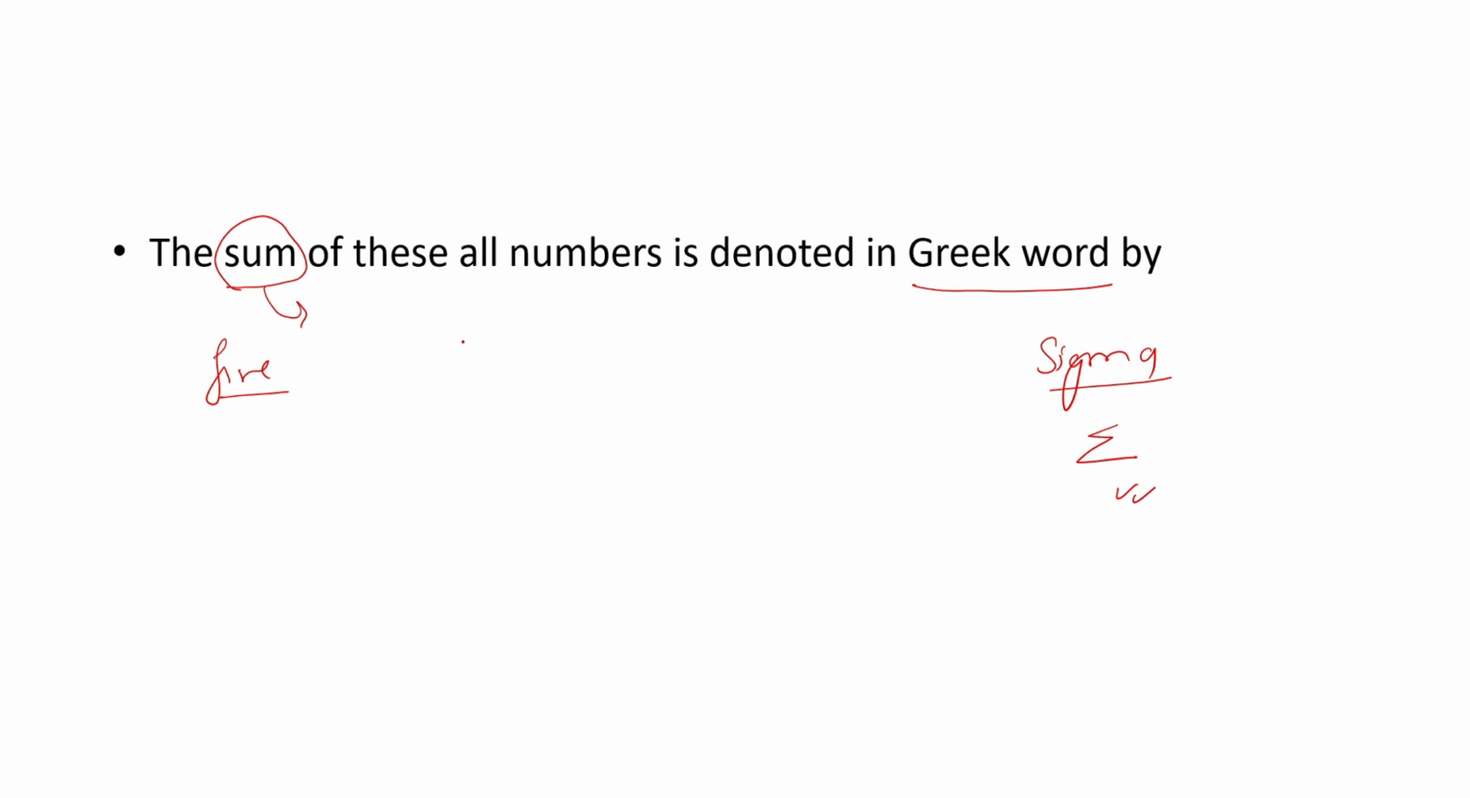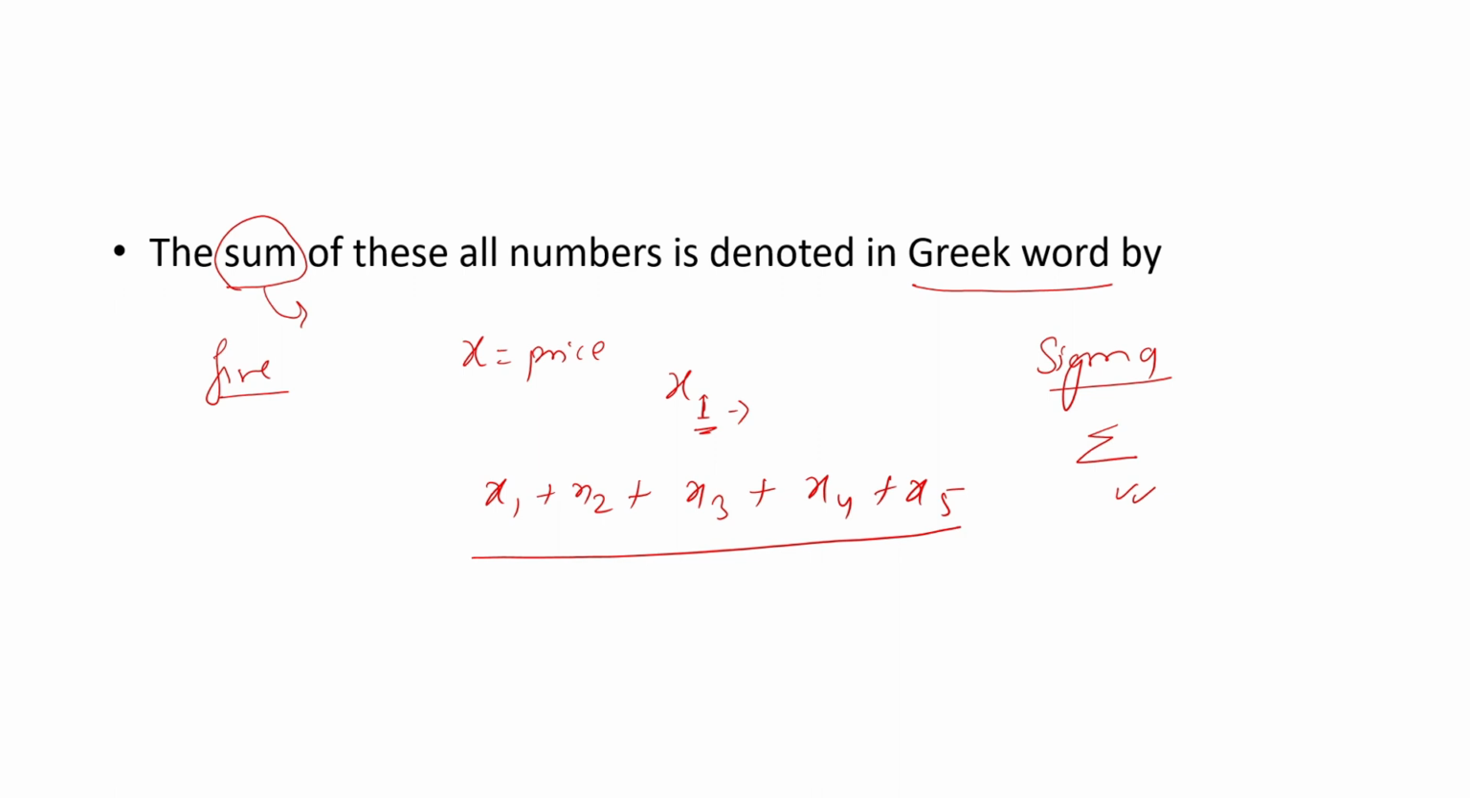In that case we consider X for price, and as a subscript we use 1 for the first book and so on. And there are altogether 5 books. So in that case we use x1 plus x2 plus x3 plus x4 plus x5. If we want to denote this whole as a single expression, we write sigma x, where x is a variable and sigma means the summation of all these variables.